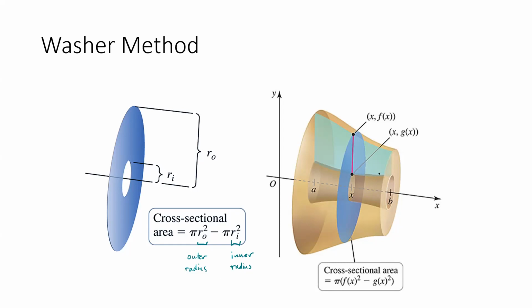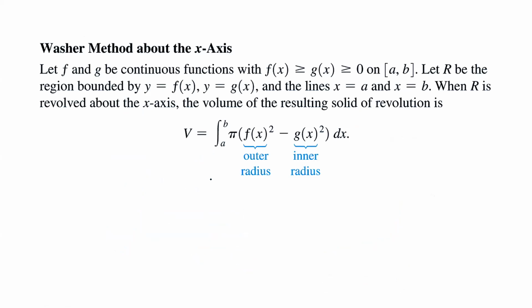So then once we have that, we can see our cross-sectional area would be pi times f of x squared minus pi times g of x squared, where f of x is the outer function, g of x is the inner function. So that gives me the cross-sectional area here as pi times f of x squared minus g of x squared. Okay, so this is what we're going to think of with the washer method. The outer radius and the inner radius are the outer function and the inner function.